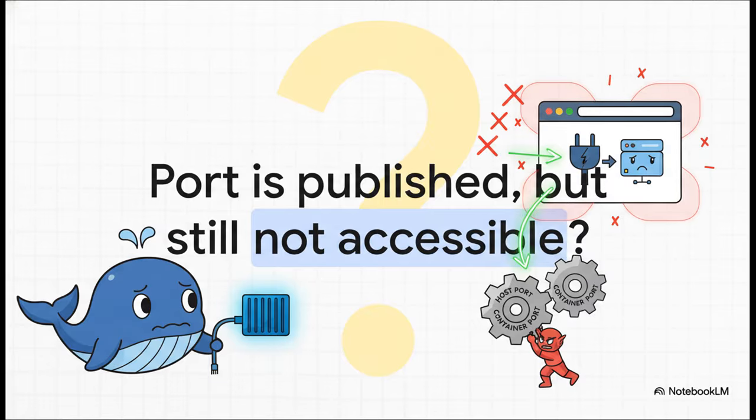You correctly use the -p flag in your Docker run command to map, say, port 8080 on your machine to port 80 in the container. You go to your browser, type in localhost 8080, hit enter, and connection refused. What is going on now?